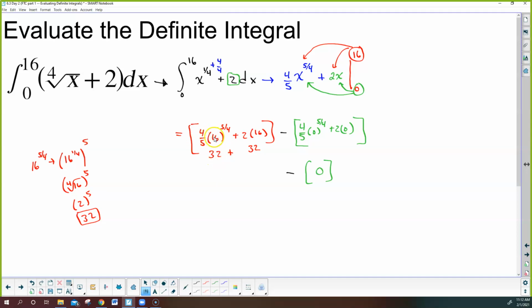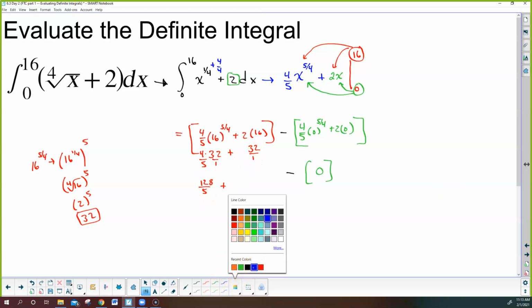So now, keep in mind that just this part was 16. I did not multiply it yet by 4/5. So it's going to get even more unfriendly. So then I have to do 4 times 32. Well, 4 times 30 is 120. 4 times 2 is 8, so that'll be 128 over 5 plus 32. Well, wait a minute. This has a 5. I'm going to have to add those two together.